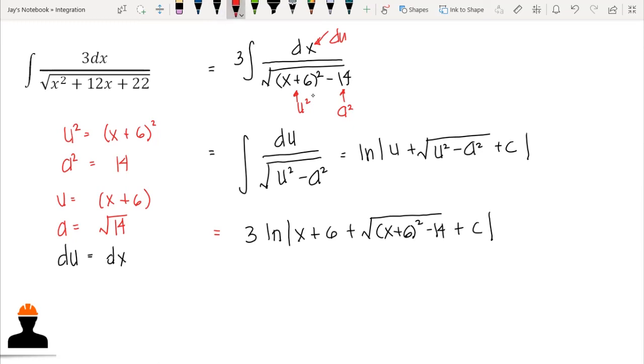So this is now the answer for the integration of 3 dx over the square root of x squared plus 12x plus 22. Okay, you can try using trigonometric substitution and the answer should be the same as this one. So I will leave that to you, okay? So you try to solve it on your own.